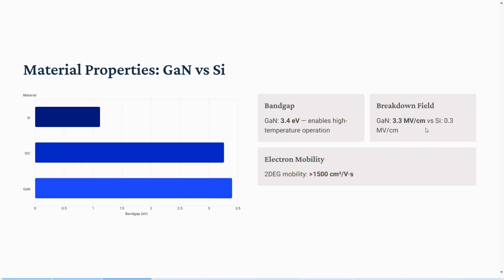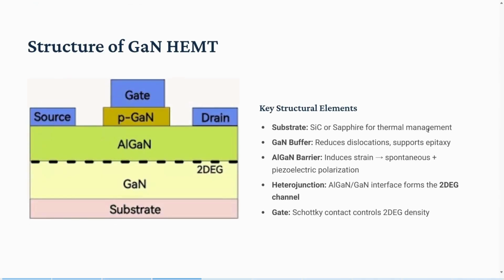Now let's see the structure of GaN HEMT. Starting from the bottom, a substrate is used which can be silicon or silicon carbide or sapphire. Then a buffer layer is added to reduce the lattice mismatches and defects. It can be an aluminium nitride layer. Above that, we have an intrinsic GaN layer. On top of it, an AlGaN layer is deposited. This creates a heterojunction interface, which is the most critical part of the device.